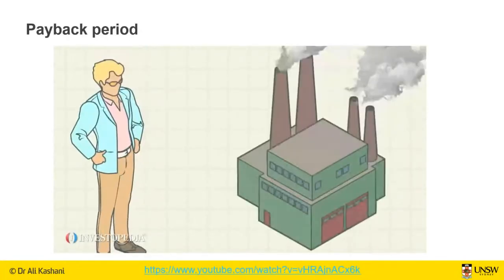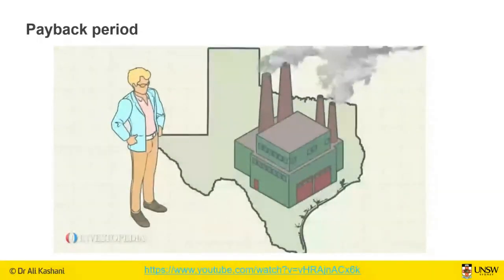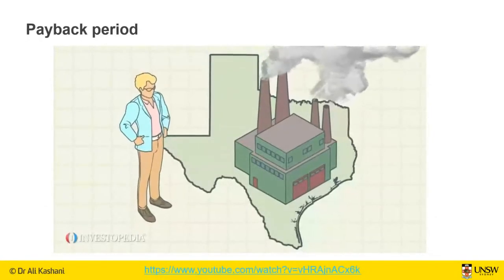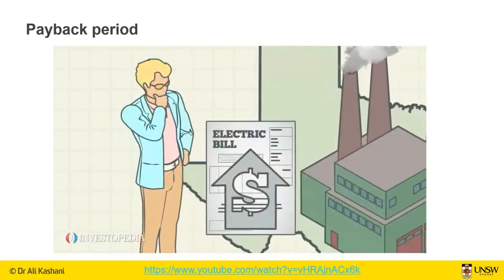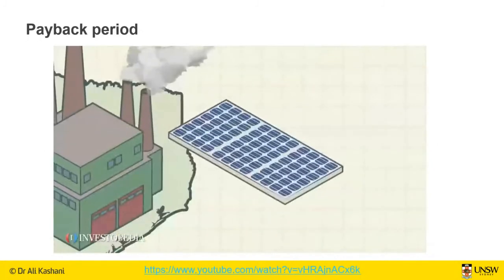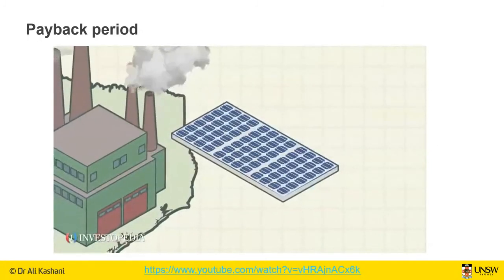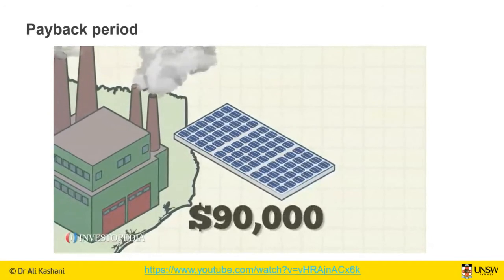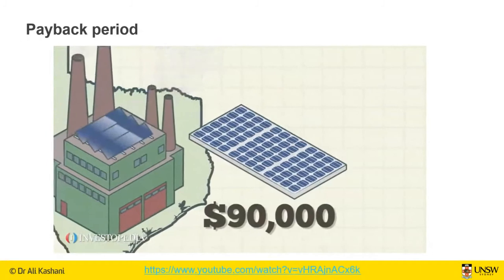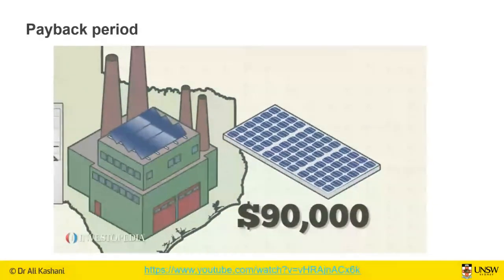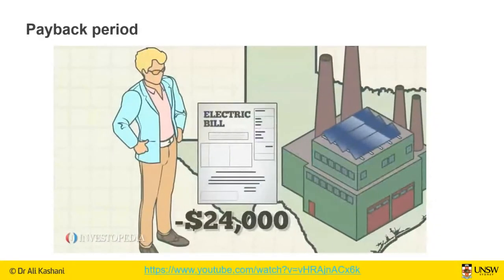Sonny owns a golf cart manufacturing business in Texas. Sonny's business uses a lot of electricity and the monthly electric bill is very high. He wants to reduce his bill and is thinking of installing solar panels on the roof of his manufacturing building. It will cost $90,000 to buy and install solar panels. With the panels installed, Sonny estimates his electric bill will have a savings of $24,000.